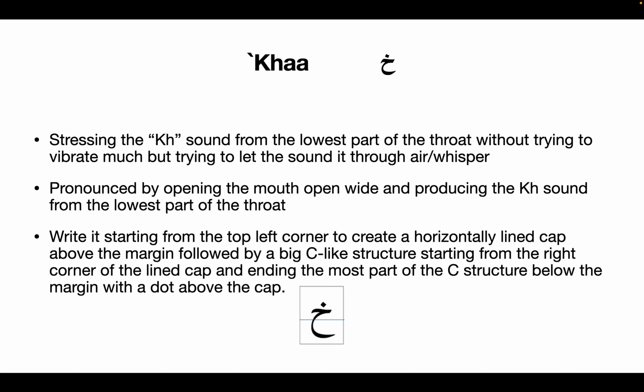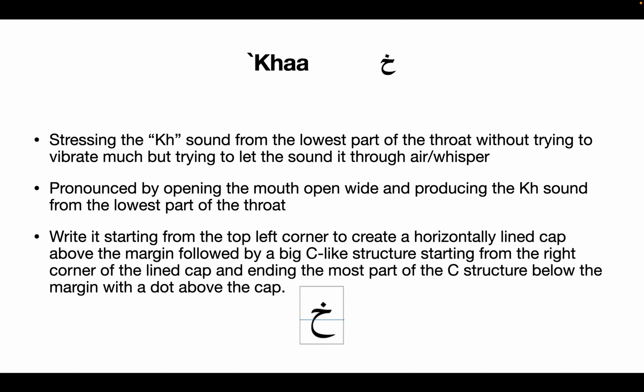Now this is also a little bit different letter. If we try to come up with the closest English letter combination, whenever we combine K and H, Kh, in English it's a little bit without any stress. But in Arabic, we have to pronounce this from the lowest end of our throat, the lowest end.